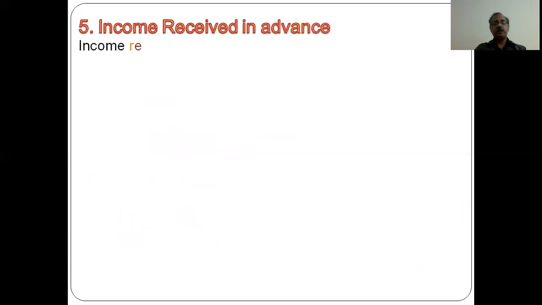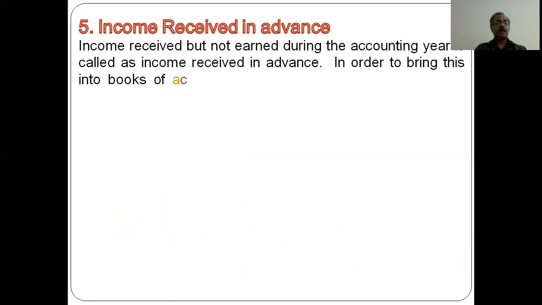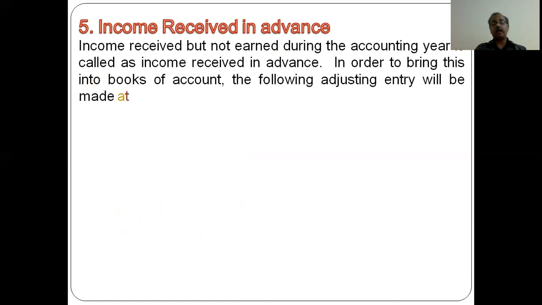The next, fifth adjustment item is income received in advance. Income received but not earned during the accounting period is called income received in advance.